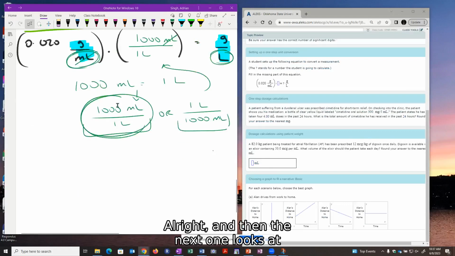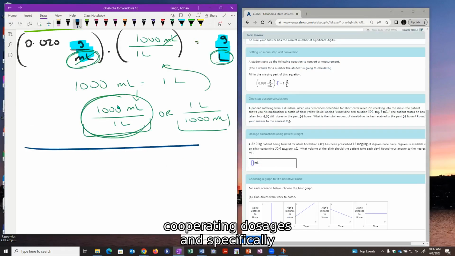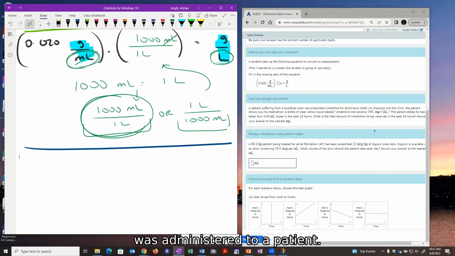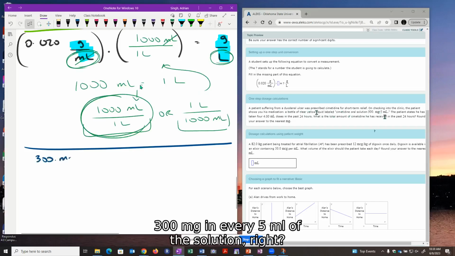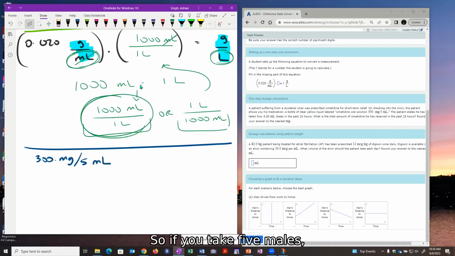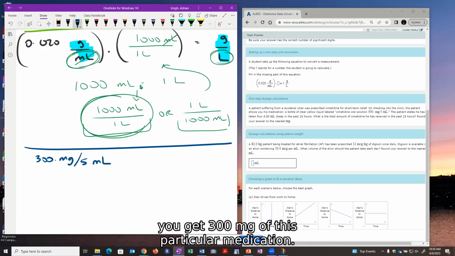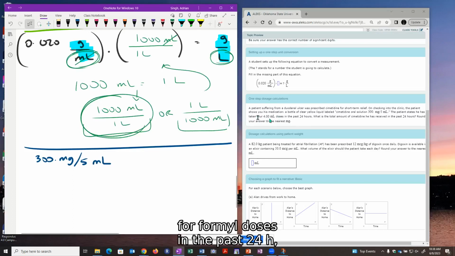All right, and then the next one looks at incorporating dosages, and specifically determining how much medication was administered to a patient. It says here that the bottle is labeled for the solution 300 milligrams in every 5 milliliters of the solution, right? So if you take 5 mils, you get 300 milligrams of this particular medication. The patient says that he's taken 4 mil doses in the past 24 hours.